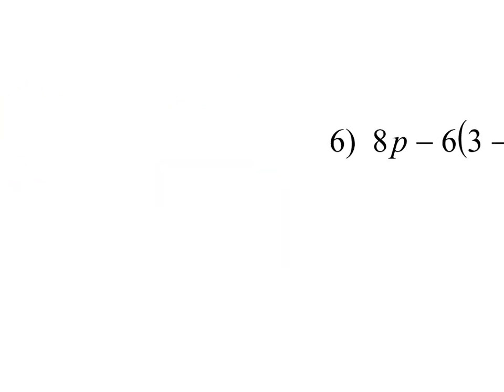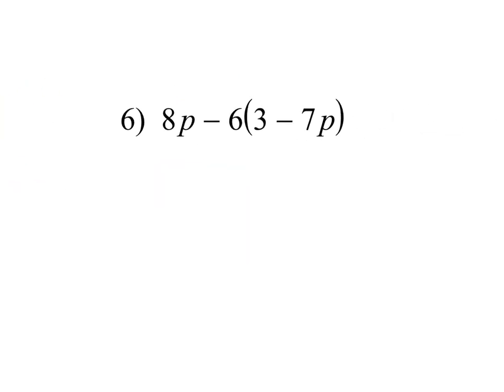Let's go to number 6. What should we do first? Distribute -6. Perfect. So we have 8p minus 18 plus, what is -6 times -7p? Positive 42. Positive 42p. Can't forget about that p.